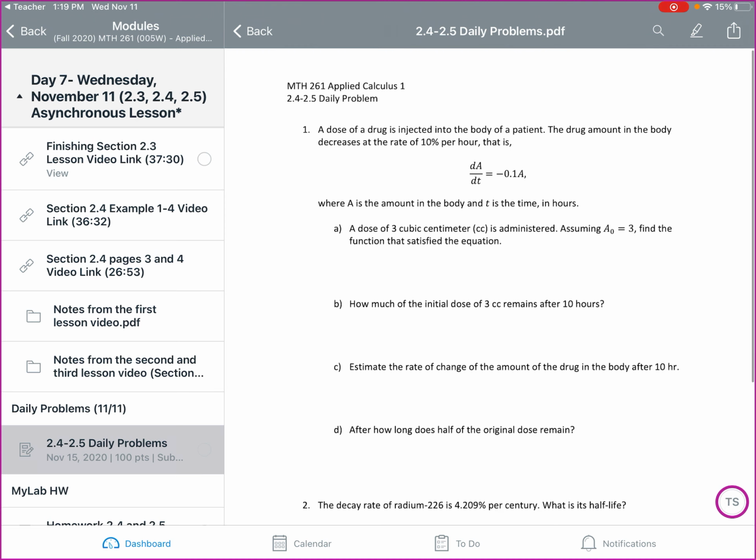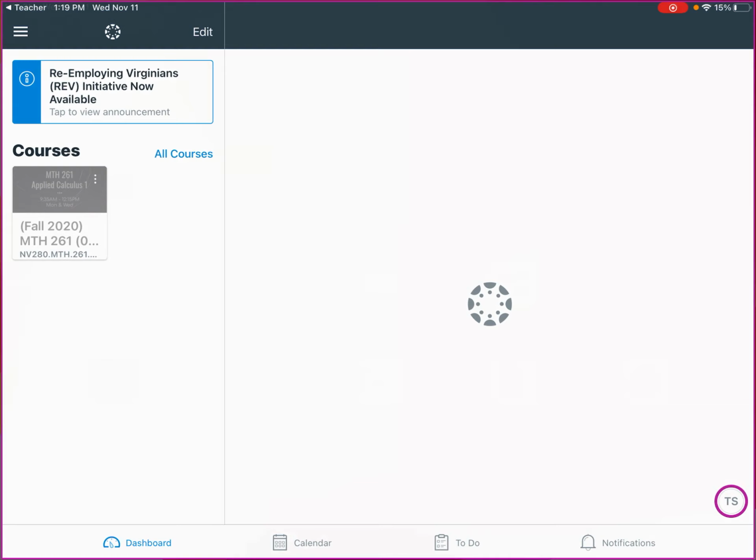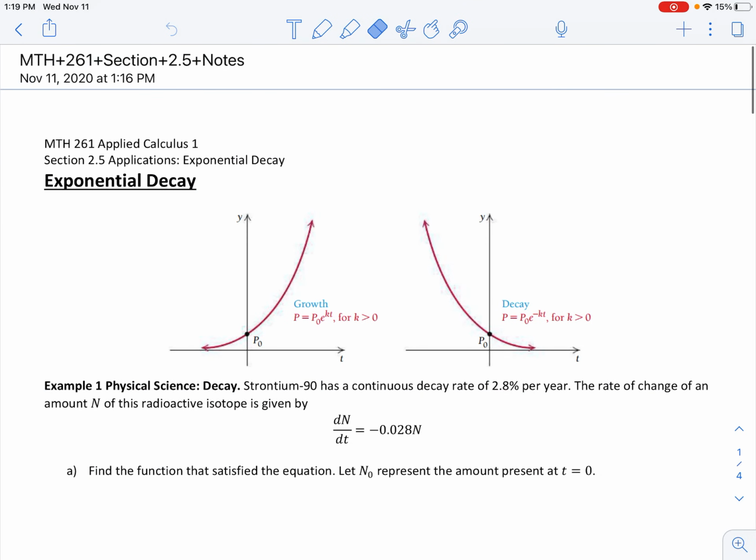Number 3 is similar to what we did in section 2.4. I want you to email me if you have any questions on the daily problems, because I can go over those for you too. But I also wanted you to try them first, because you learn by trying something yourself. If it's wrong, I can grade it and give you feedback. But anyways, that's enough of talking. Let me go back and teach you 2.5.